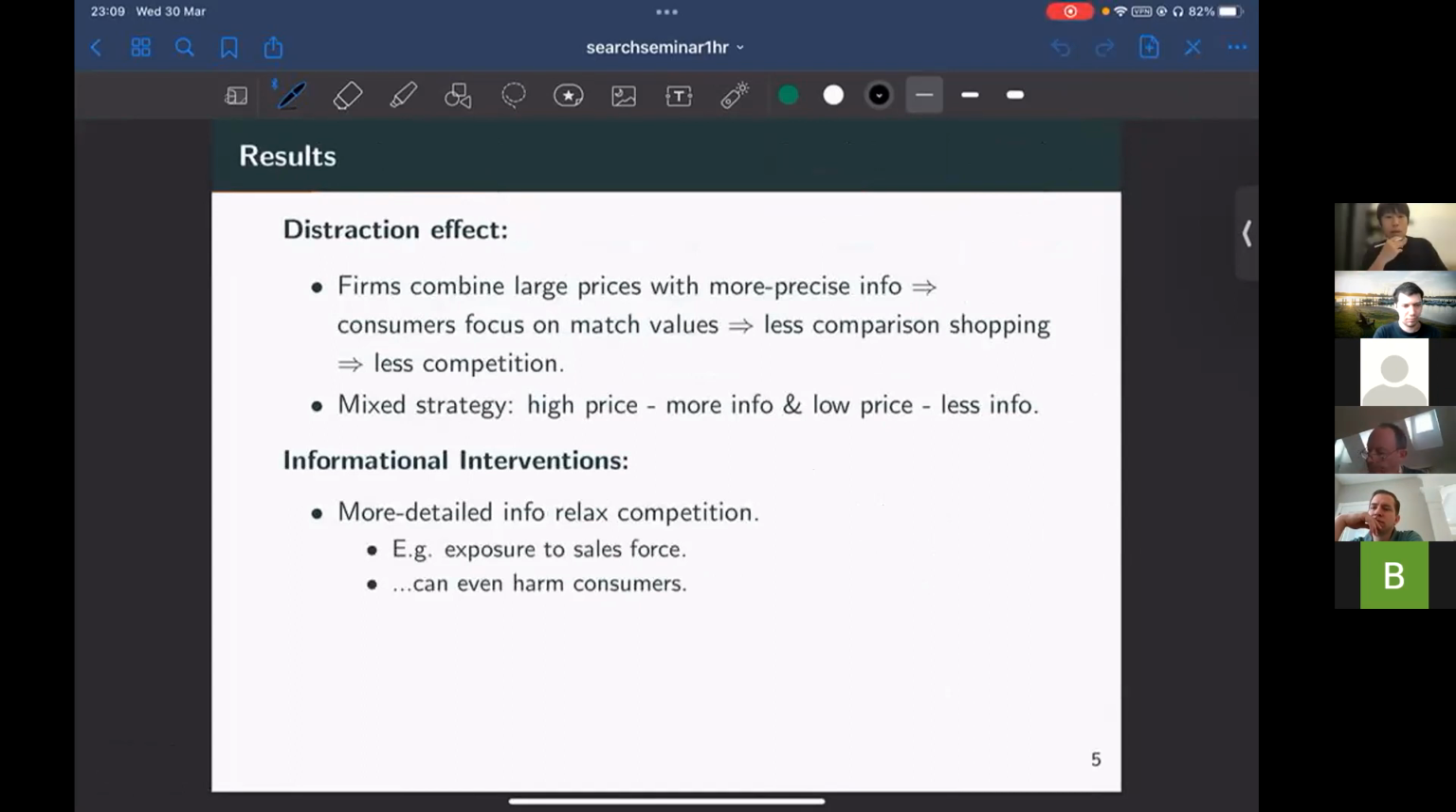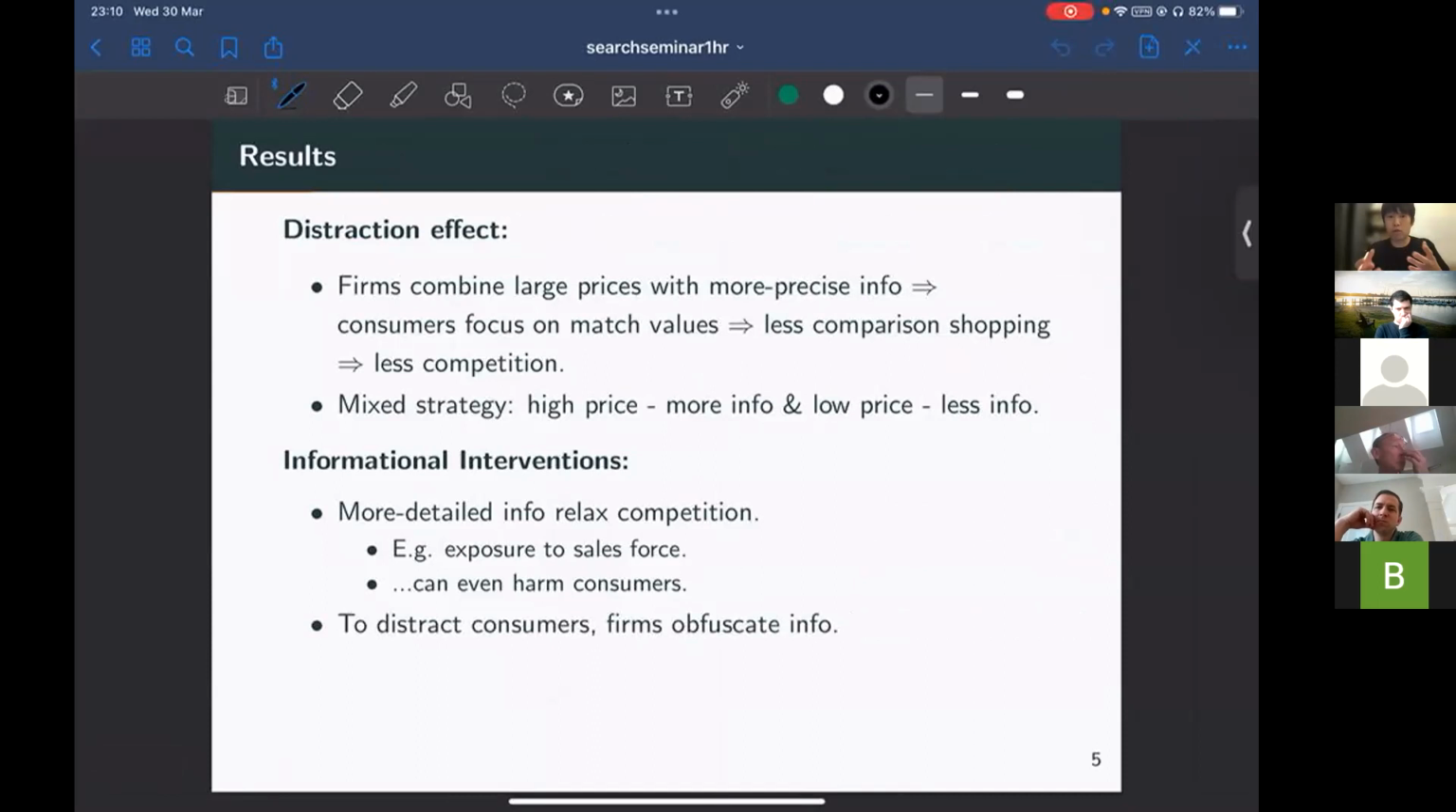For policy implications, we look at informational interventions. In particular, we show that more detailed information could relax competition, especially because of the distraction effects. That's giving more information to consumers could, for example, be exposure to a sales force. So sales staff can talk to consumers about more things about products. That could relax competition and even harm consumers, right? Even though consumers get valuable information that helps them make better decisions, the weakening in competition could backfire and hurt consumer surplus.